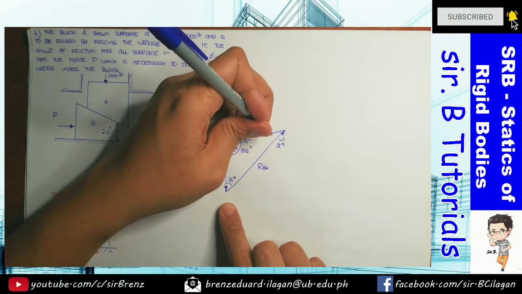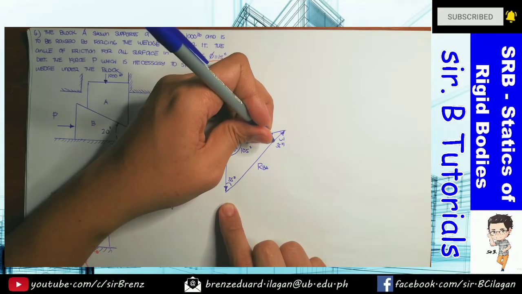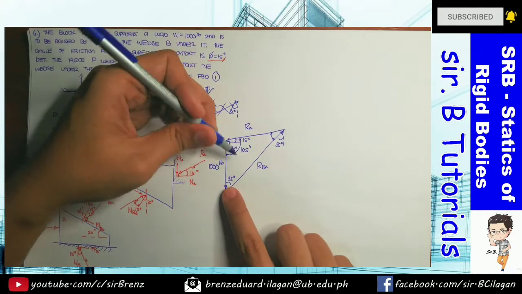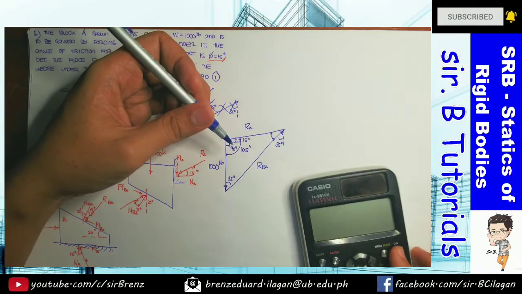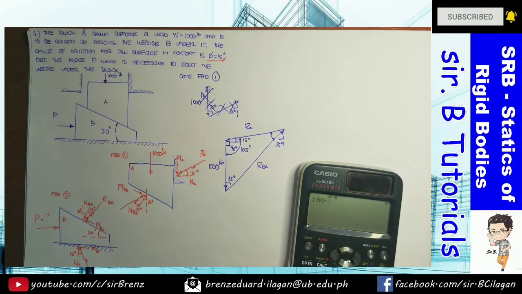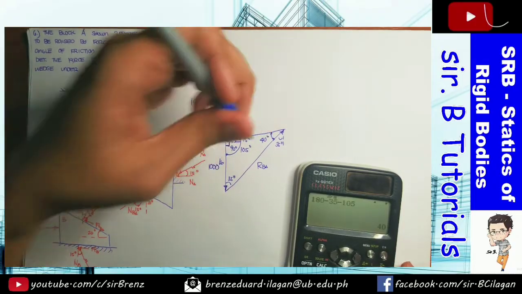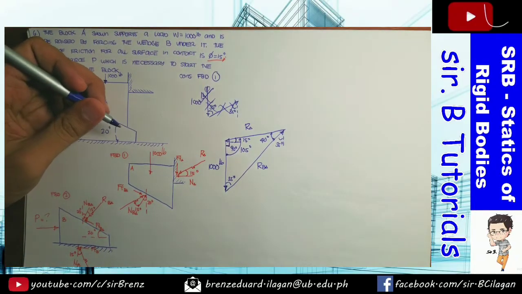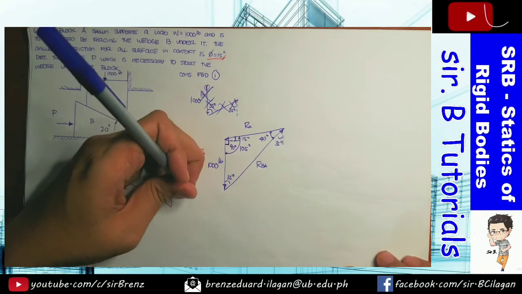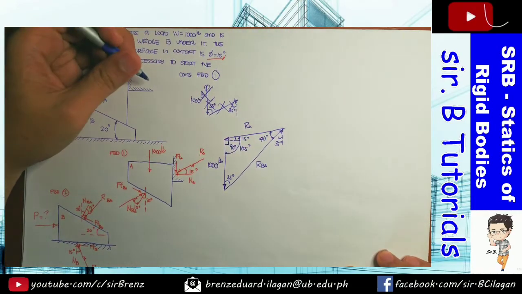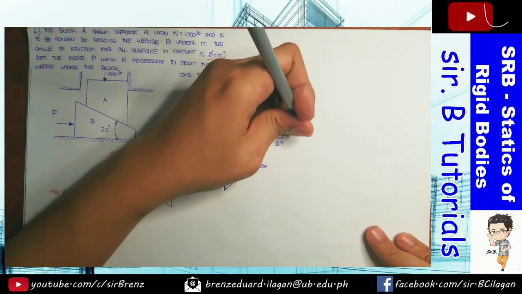degrees. And if that is 105, therefore, this angle is equivalent lang sa 180 minus 35 minus 105. So, check natin. So, that is equals to 40 degrees. Ayan. Siguro alam na yung sunod na gagawin. So, using sine law.